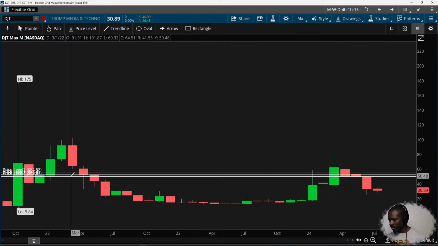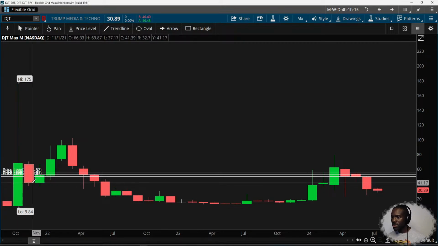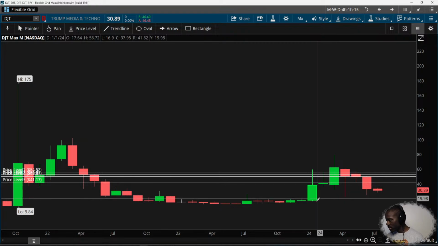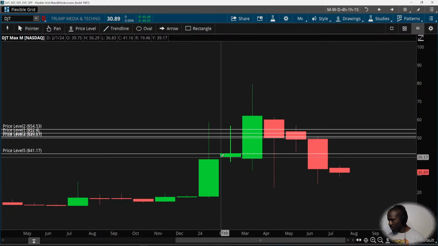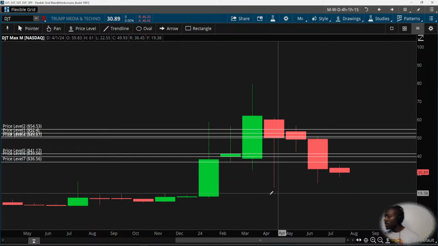Let me look back here. It did have a previous bounce point back here in, what was this, November 2021. Interesting. We'll see what happens around the $40 level, right where this little doji is up here. This may be the zone or this. We'll see. All right, so I've got a couple of points marked on there.